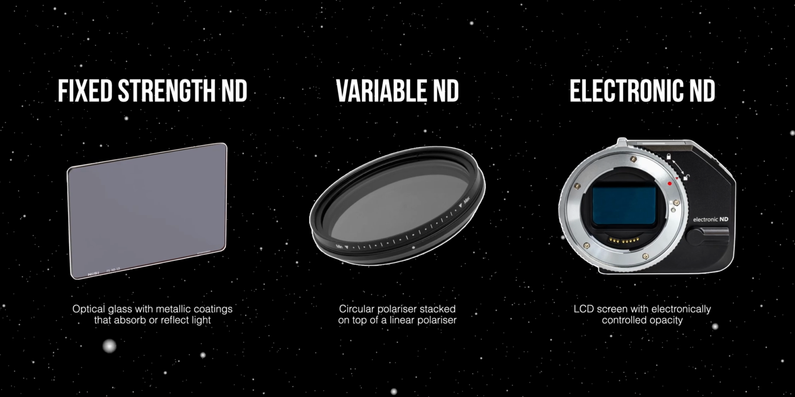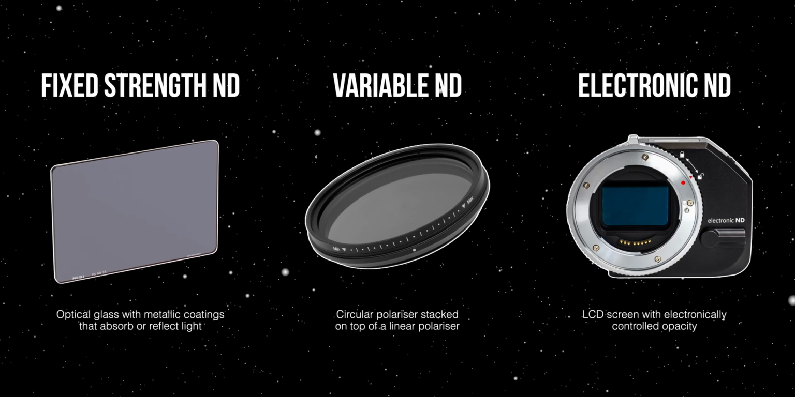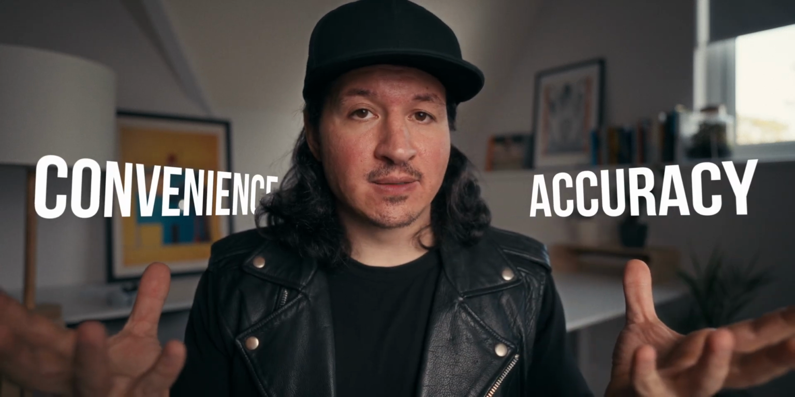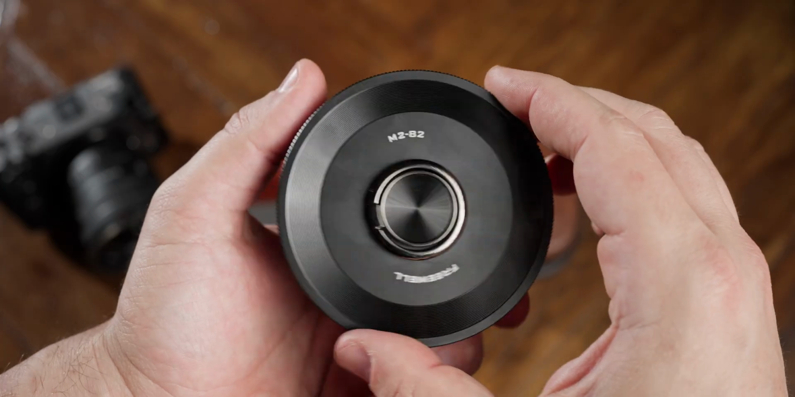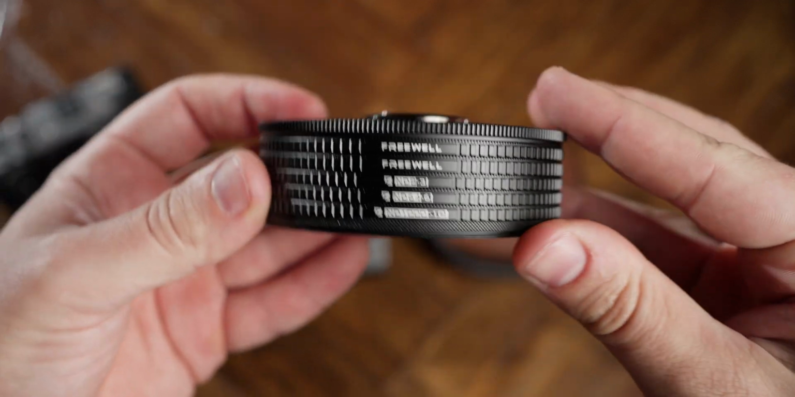So let's go back to the three types of ND filters. All three of them cut the amount of light that hits the camera, but they do it in different ways. Ways that trade off accuracy for convenience. The fixed strength NDs are the most accurate ones. If you get a high quality kit like these Freewell M2s here, you won't have to worry about color accuracy, provided you white balance the camera properly, of course.